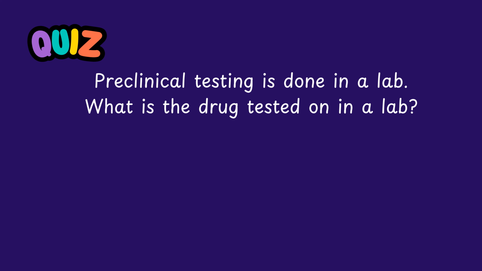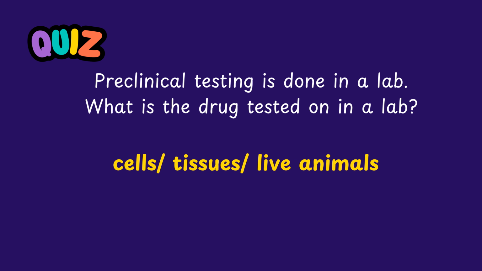Let us now check our knowledge on what we have learned so far. First question. Preclinical testing is done in a lab. What is the drug tested on in a lab? Answer is cells, tissues, or live animals.